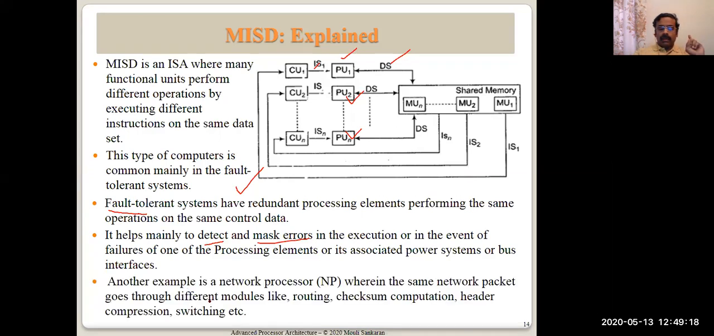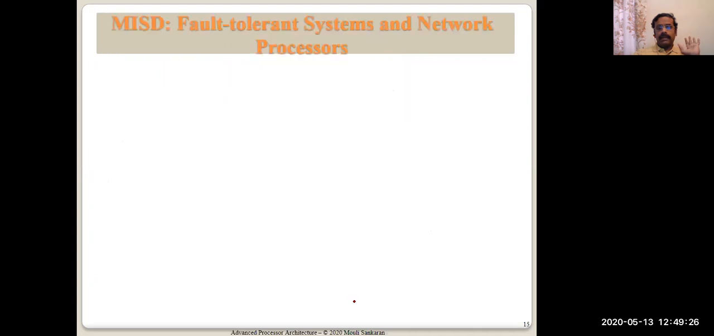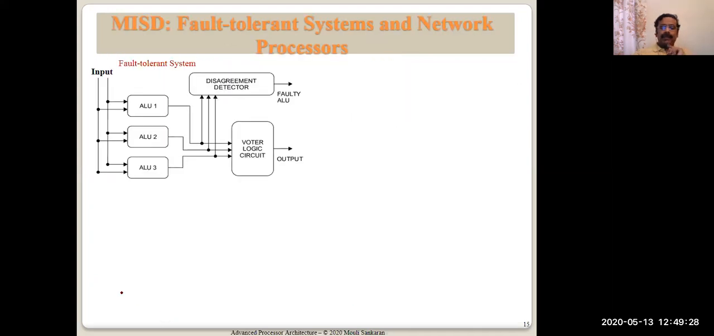Another example I told you about is the network processor. Let me explain them with a picture in the next slide. Okay, don't worry, let us look at the picture. This is a fault tolerant system. You see multiple cores are there, multiple ALUs. It is getting an instruction input. This is not an instruction for that matter, it is a data input.